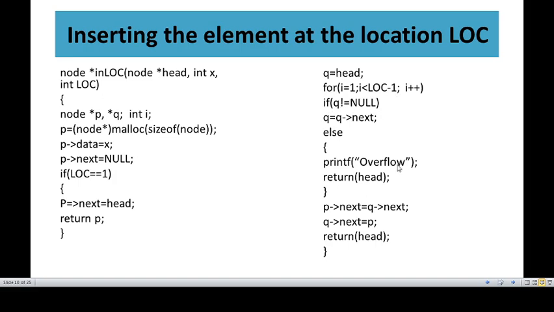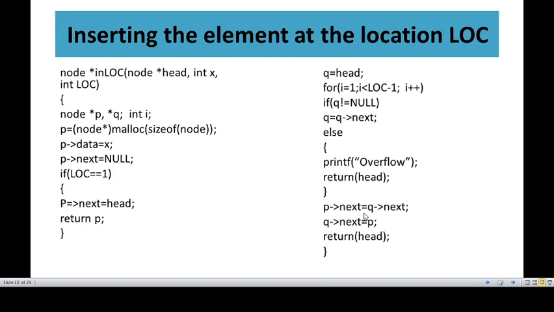Else print overflow. Suppose only 5 elements are in your list and you are trying to insert the element at the 6th location, then it is not possible. So at that time display the message printf overflow. Means if q is not equals to null, then only q equals to q next, else printf overflow and return the head.